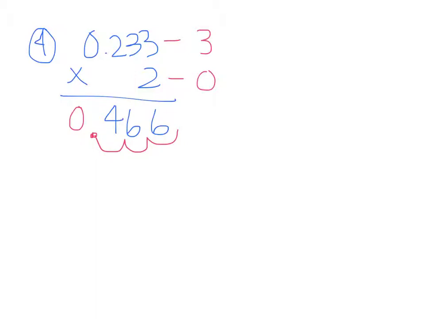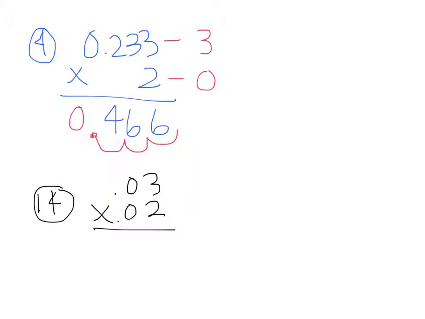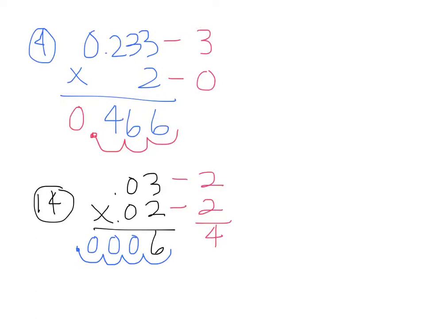Let's do number 14. Number 14 says 0.03 times 0.02. Essentially, I'm doing 3 times 2, which is what? 6. How many places do I have after the 0.03? 2. And how many do I have after the 0.02? 2. How many altogether? 4. I only have one number there, though. So I'm going to go 1, 2, 3, 4. Each empty spot I'm going to fill with a 0. And don't forget to put the decimal there.